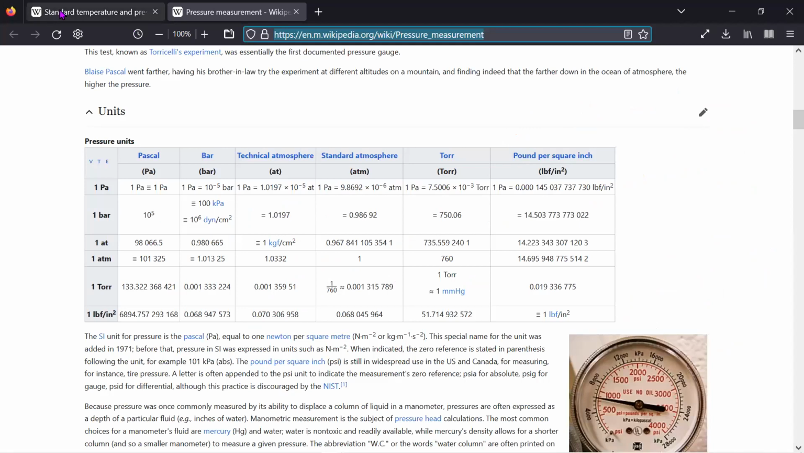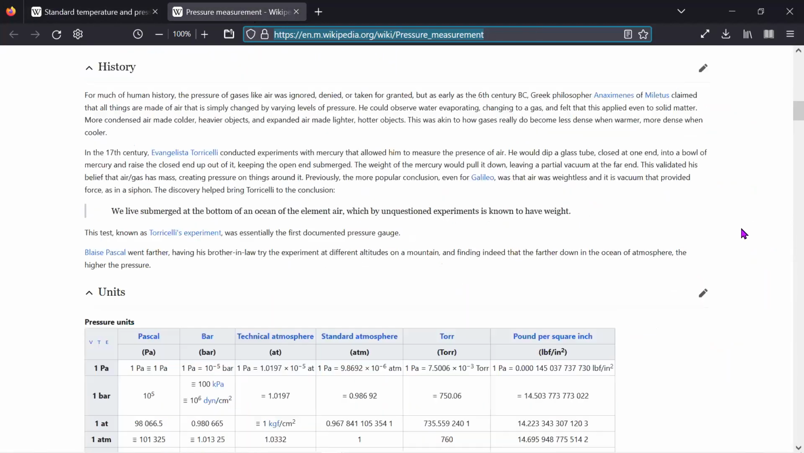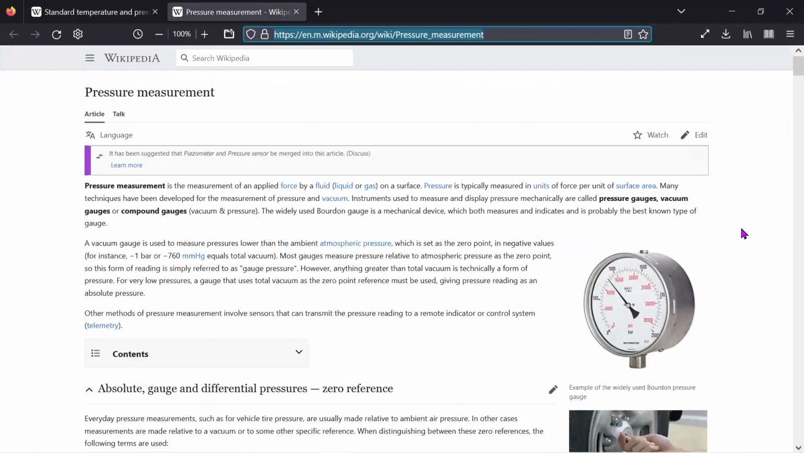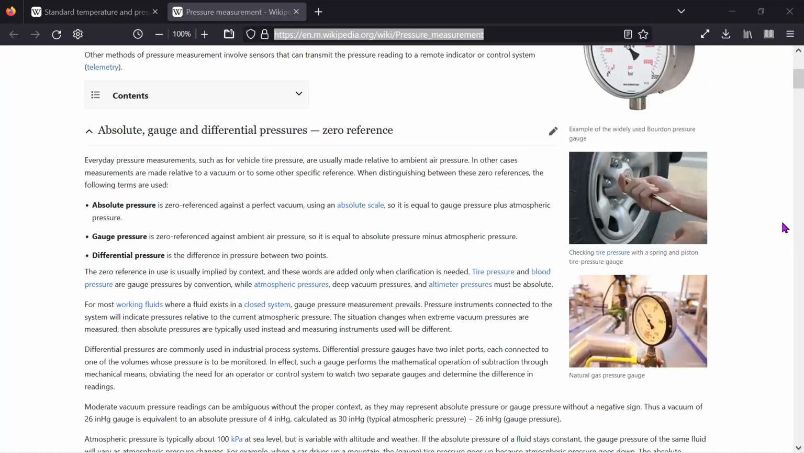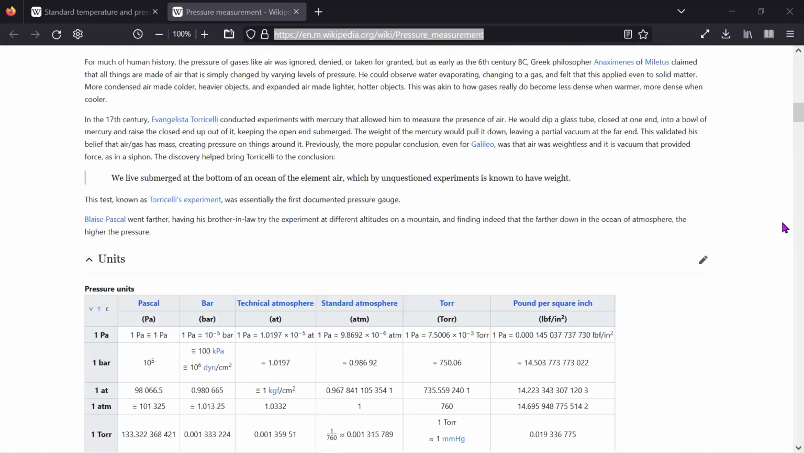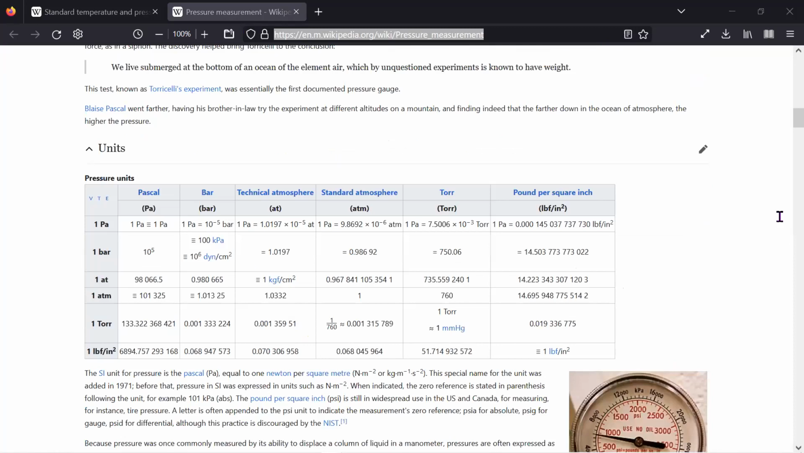Second, I have already sent you two WhatsApp messages. One of them is a link. You can see the wiki page. So this is pressure measurement. When you are doing these conversions for PV equals nRT, you will be doing different numericals of PV equals nRT.